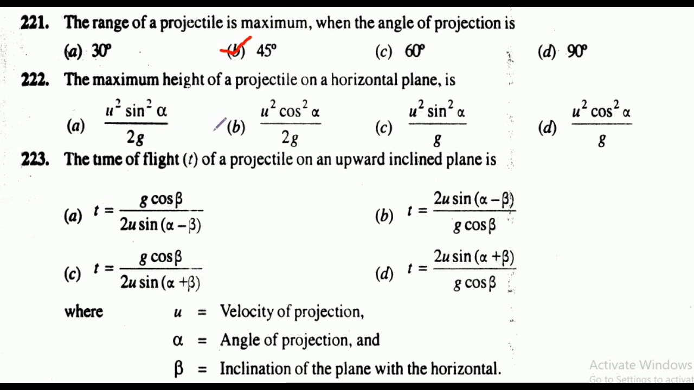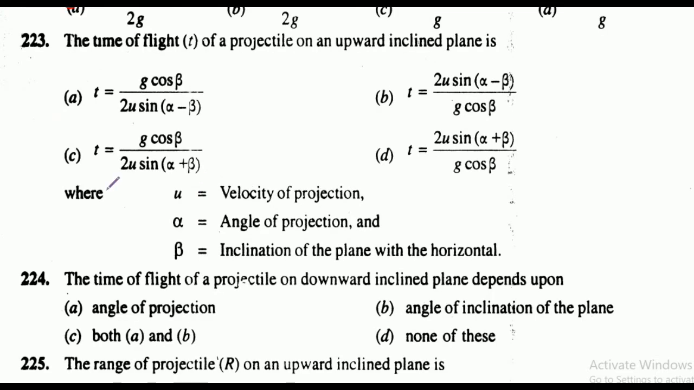Next is the maximum height of a projectile on a horizontal plane is. Here friends, these are the options and correct answer is option A, that is u square sine square alpha upon 2g. Next is question 223. The time of flight t of a projectile on an upward inclined plane is. Here friends, these are the options and here u is equal to velocity of projection, alpha is angle of projection, beta is inclination of the plane with the horizontal. Here correct answer for this question is option B, that is t is equal to 2u sine into bracket alpha minus beta upon g cos beta.